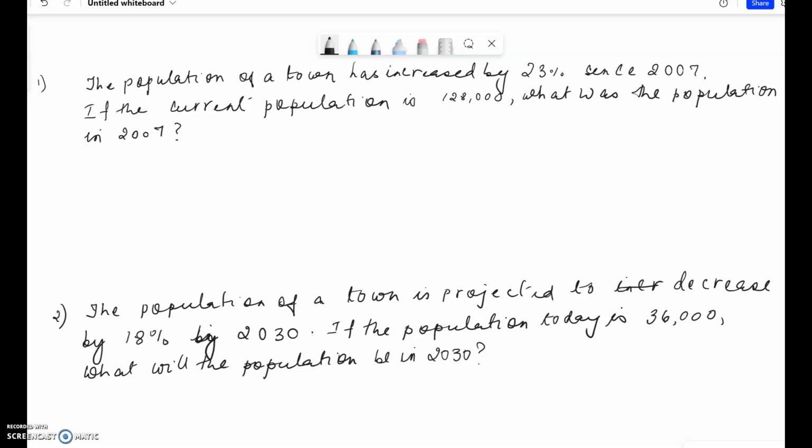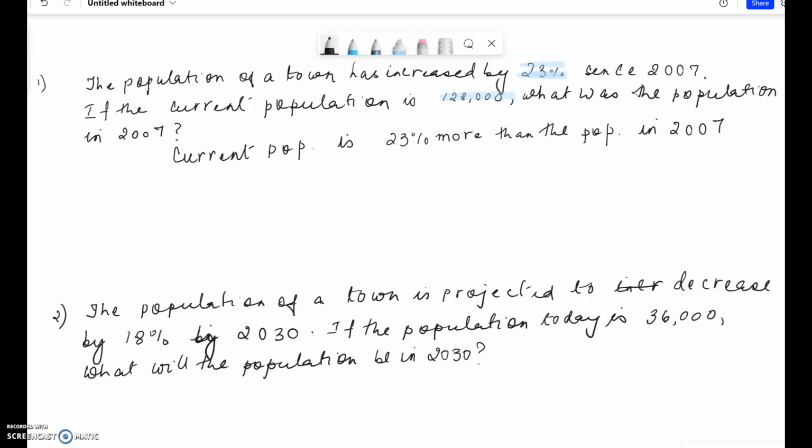So we'll look at two different types of problems related to percentages. And let's look at the first one. It says that the population of a town has increased by, and that's an important number, 23% since 2007. The current or present population is 128,000. What was the population in 2007? That is, what was the population in the past?